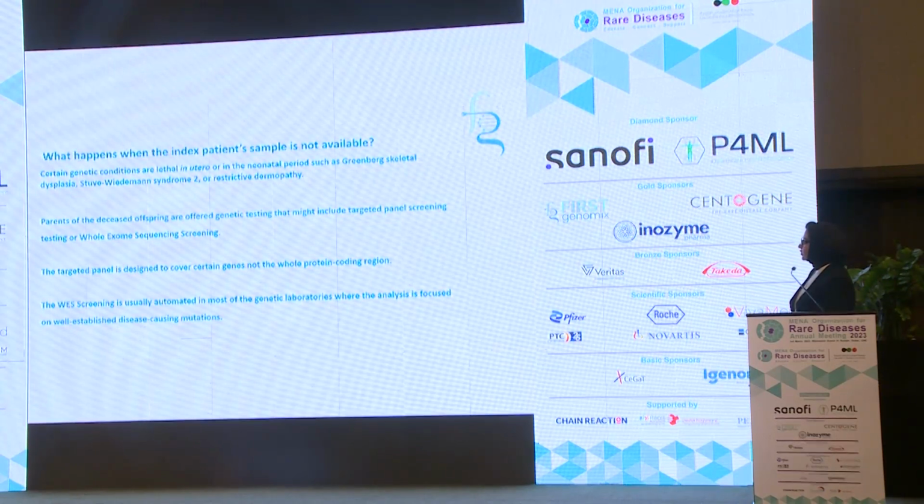they might be offered a carrier screening panel, or they might be offered whole exome sequencing screening. Although the second one is a better option for the couple, and we encourage that, we have a problem with the screening approach, not the diagnostic approach.